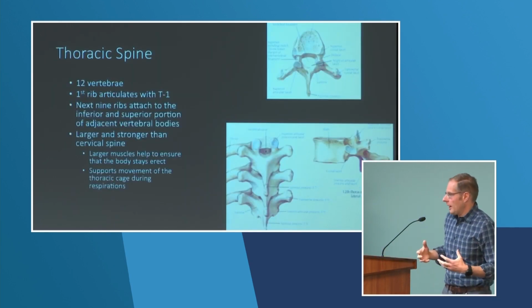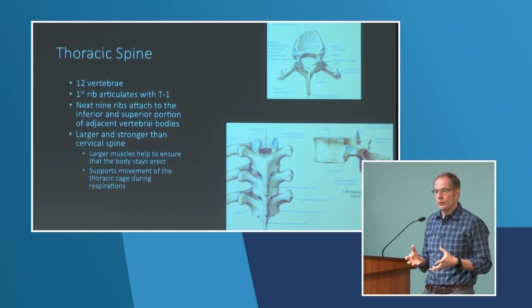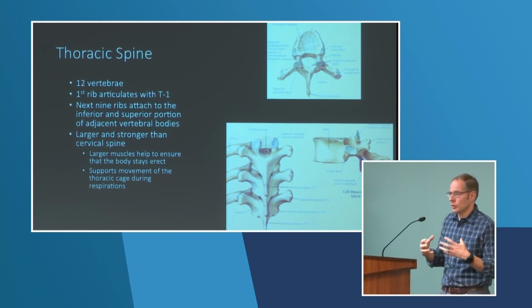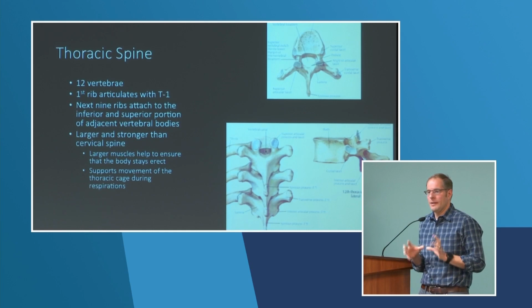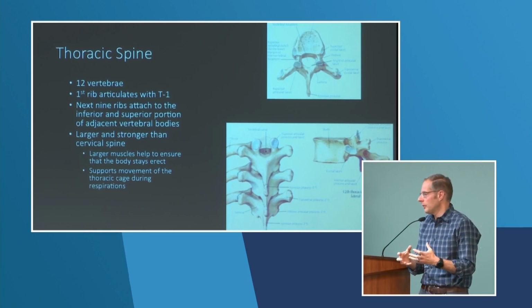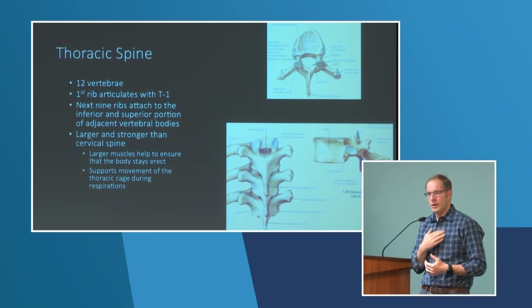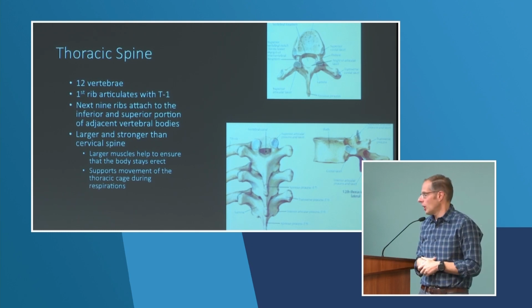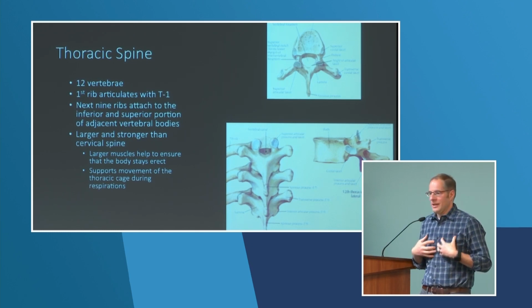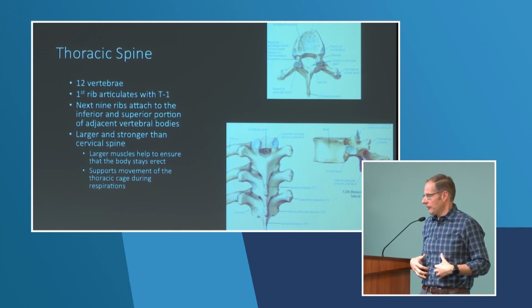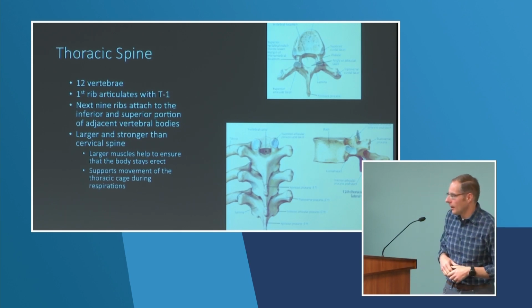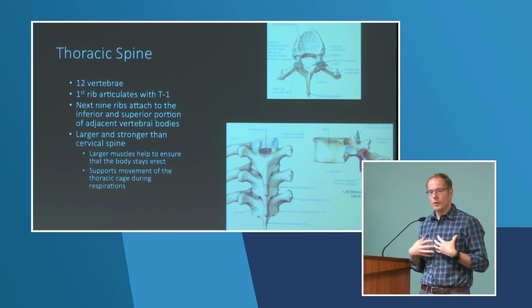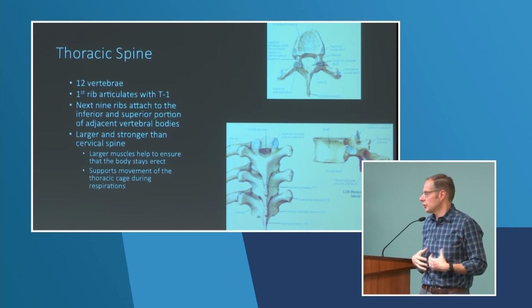So the thoracic spine has 12 vertebrae. They're much larger and stronger than the cervical spine, and unique in that they're associated with the ribs. So you've got the first rib articulating with T1. The first rib is a very large rib. Damage to the first rib implies really significant trauma. Then you've got the attached ribs, and below that, the floating ribs. So they not only have the ribs supporting them, they've got much more musculature around them.